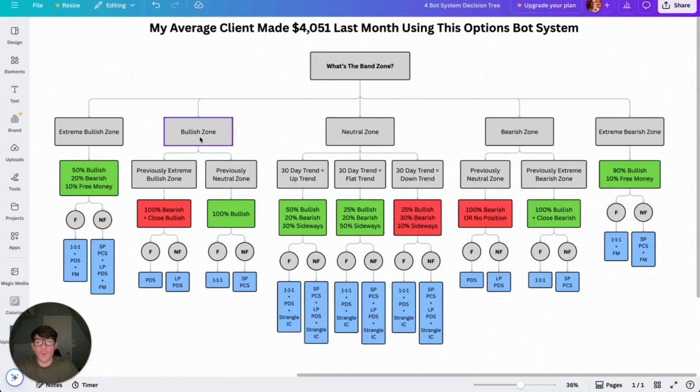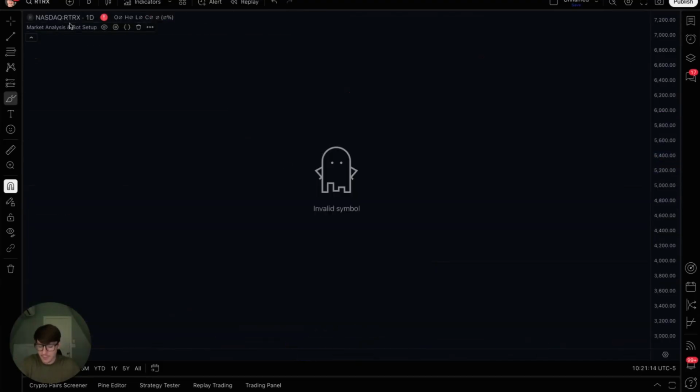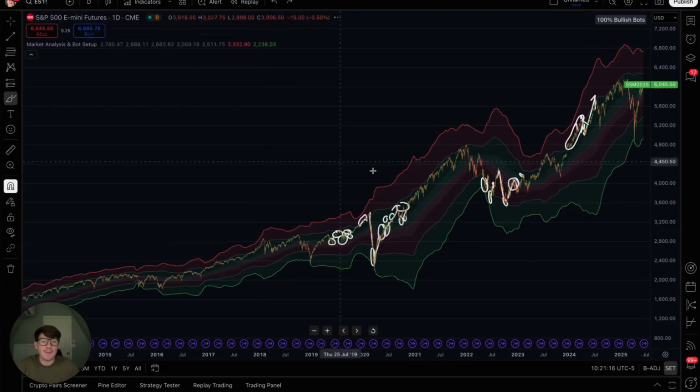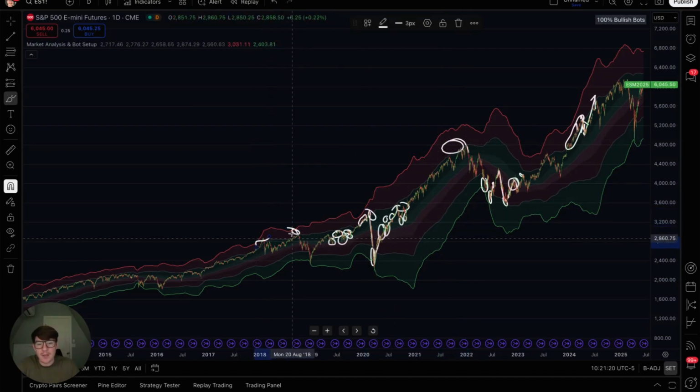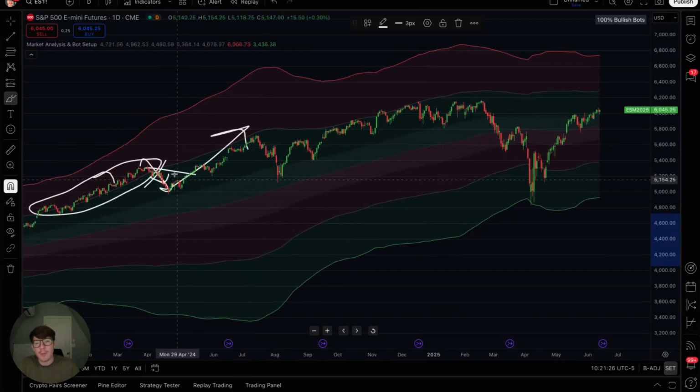Now, if we are in a bullish zone, but it came from up here, came from the red zone, came down, we're going to stick with our 100% bearish. Why? Because the market was overextended, it snapped, and now it's pulling back in. And so as you can see, every time we break into the red, we tend to have a snapback or some type of pullback that follows. And so just because we're in the green zone doesn't mean it's going to be good to trade. We want to make sure that it's coming from below so the trend continues higher.